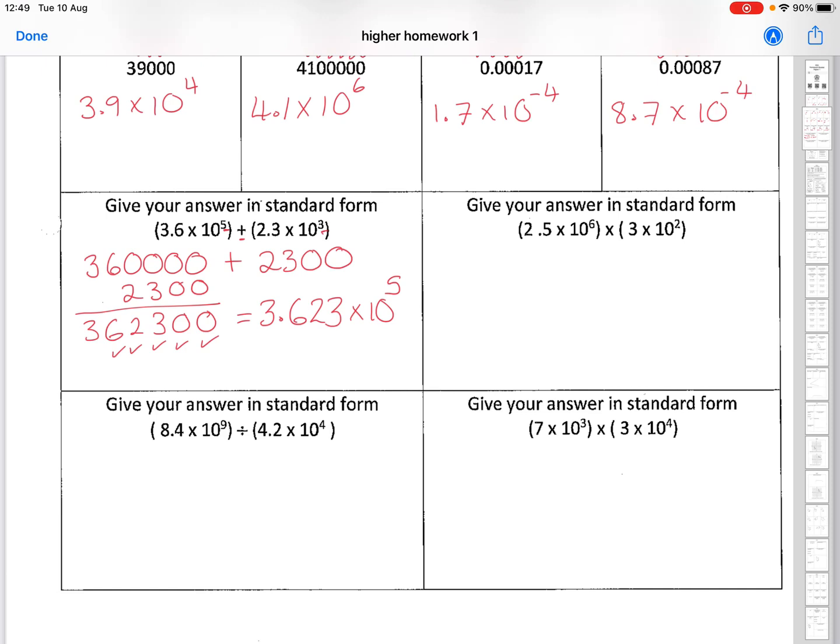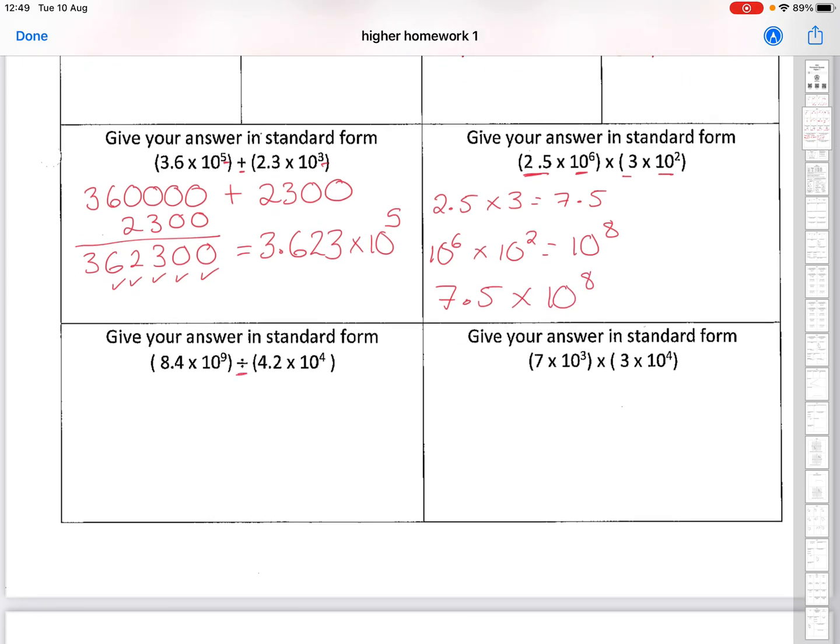Next one is multiplying. So this would be just multiply our numbers. So I'm going to do 2.5 times 3 first. So 2.5 times 3 gives me 7.5. Then I'm going to do 10 to the power of 6 times 10 to the power of 2. When I'm timesing, I'm just going to add those powers, so that's going to be 10 to the power of 8. I can bring those together as 7.5 times 10 to the power of 8.